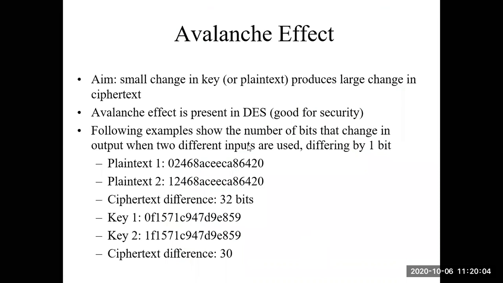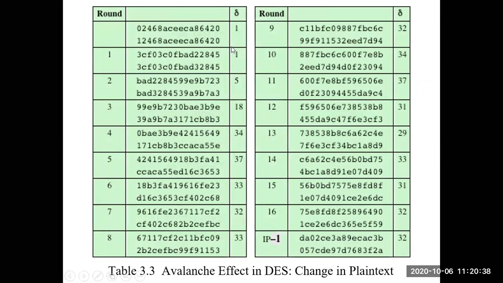There is something called the avalanche effect in DES, which means a small change in key will produce a large change in the ciphertext. This is very, very good for security. If somebody is guessing keys, even if he comes within 1 bit difference of your actual key, still he will not be able to decipher the text correctly. He will not be able to get back the plain text. So 1 bit change in key will produce multiple bit change.